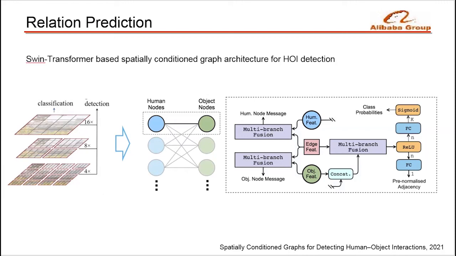Next, we use a state-of-the-art two-stage human-object interaction detection framework, the Spatially Conditioned Graphs, to predict the HOI relations. Specifically, we implement the Swin Transformer backbone into the SCG framework. And this promotes much compared to the default ResNet backbone in the original SCG framework. We also implement the ResNet backbone, and we choose to submit the Swin Transformer backbone only, since it achieves the strongest performance.